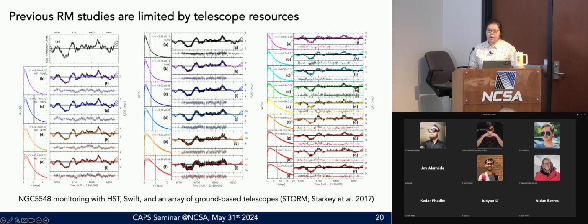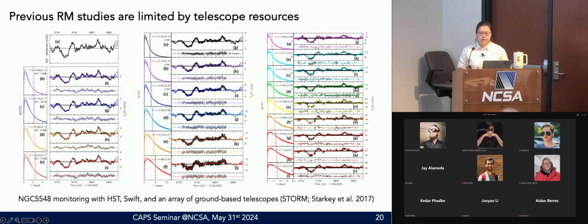Since RM requires a lot of observing resources, previous RM studies are often limited by resources. For example, this is the light curve I showed a few slides before. With NGC 5548, they had to have HST, SWIFT, and a bunch of ground-based telescopes point at the single AGN for, say, 100 days, and then get data every day or every other day. This is a lot of observation and a lot of telescope time.